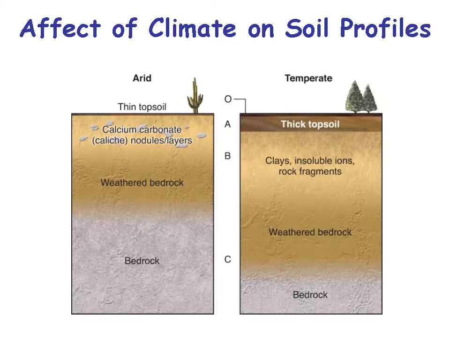So you notice that the A layer and the B layer are really thin, and the C layer is even thinner. And in a temperate area, you'd get a thicker A, B, and C layer with an O layer, because the O layer would be that grass and decayed vegetation at the top.